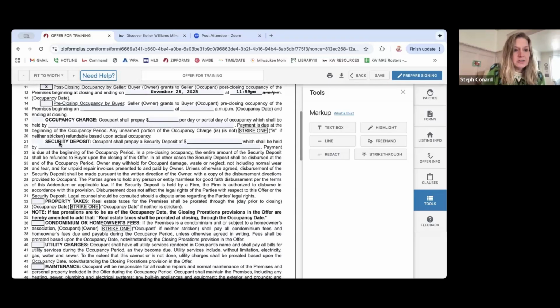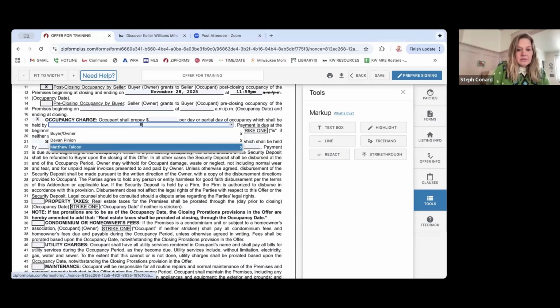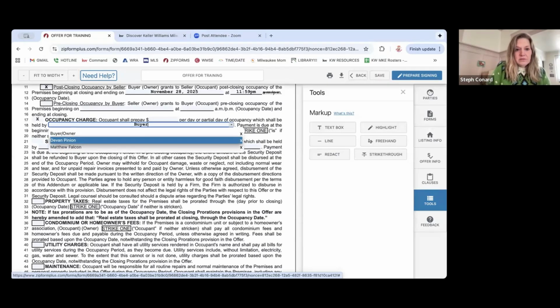So occupancy charge now, we're going to identify the amount that the occupant shall pay per day of the occupancy, which will be held by, and we can say buyer slash owner here.